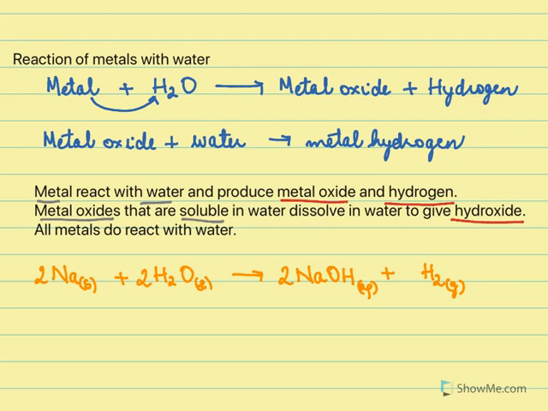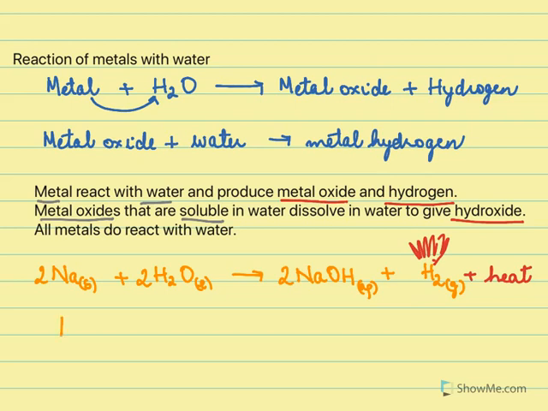Now there's an important product here, which is heat. A large amount of heat is given, and this heat sets hydrogen on fire. So this is a very explosive reaction. The hydrogen that is released is set on fire, begins to burn.